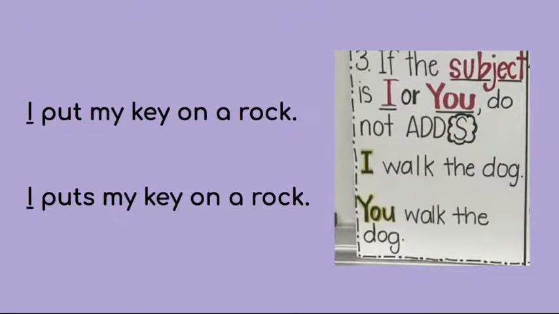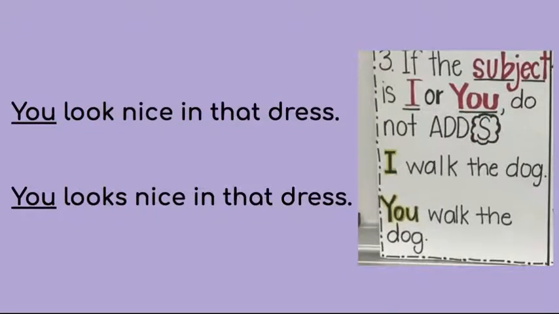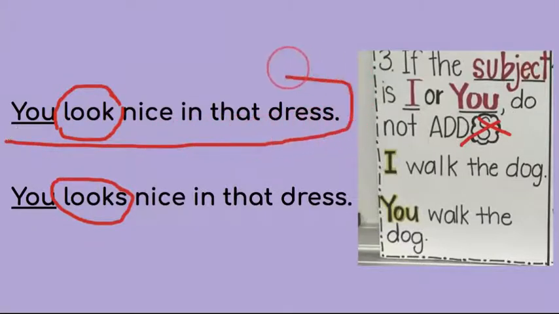Now, let's try another one. Same rule. You look nice in that dress. You looks nice in that dress. You is our subject. So, what is our verb? Look is our verb. If we look at both of our looks, if we follow our rule, there should be no S in our verb. So our first sentence, you look nice in that dress, would be correct.